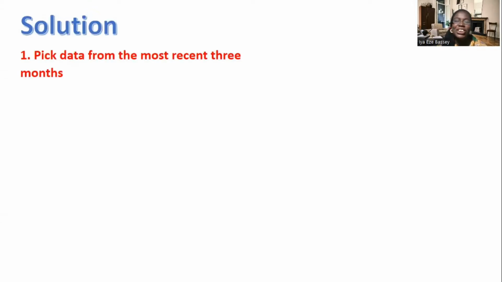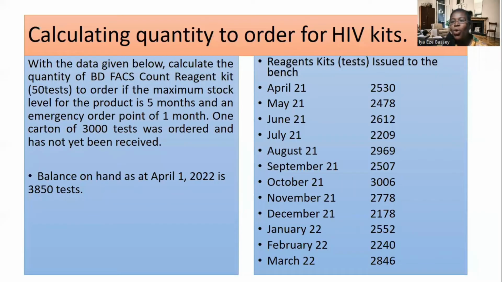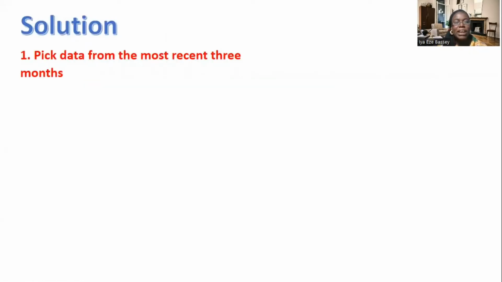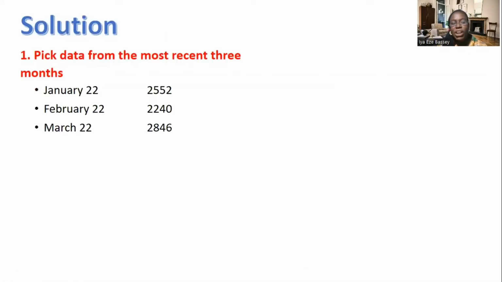The first thing you need to do is to pick the data from the most recent 3 months. So, what's the data from the most recent 3 months? That will be January, February, and March. So, that is what I'm going to do. I'll pick the data from the most recent 3 months, January, February, and March. Okay. Then what do I do next?